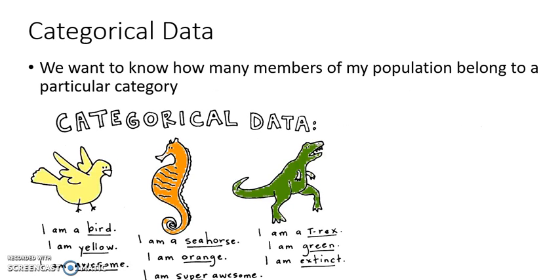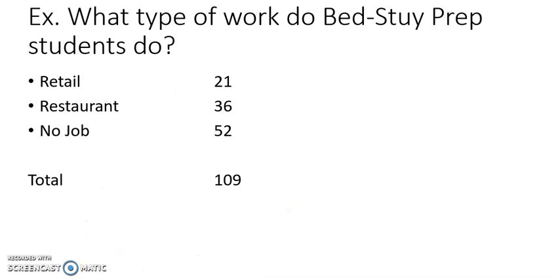Now let's look at the differences between categorical and quantitative data. Categorical data, we often want to know how many members of my population belong to a particular category. So for example, let's answer this question. What type of work do bedside prep students do? Let's say 21 are in retail, 36 are in restaurants, and 52 have no jobs because they're focused, as they should be, on school. In total, we have 109 students represented.